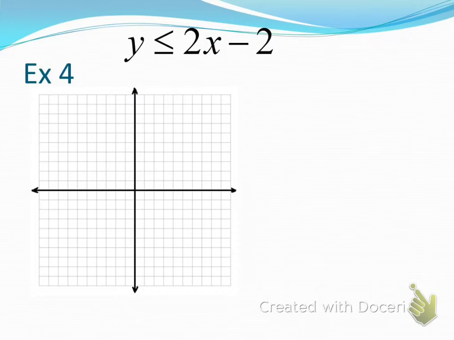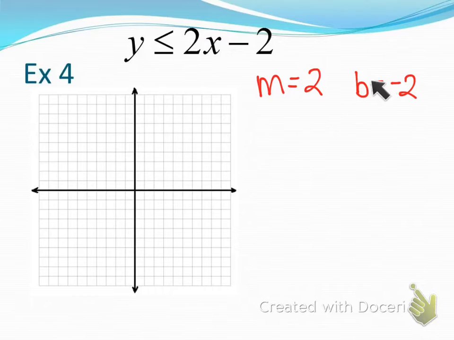Here we go. First thing, all of these, we were fortunate enough to have y already by itself. So we can jump right into graphing. Nevaeh, can you identify M and B for me, please? M equals 2. And B equals -2. Very good. M is 2, B is -2.